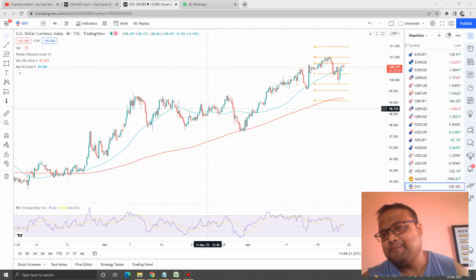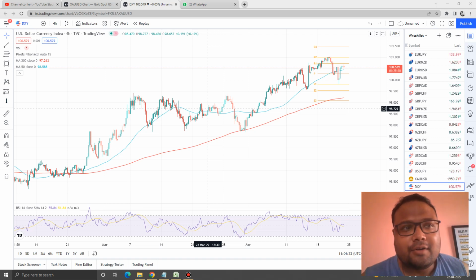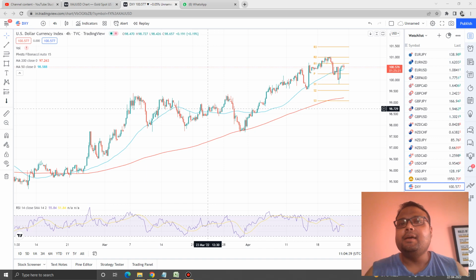So let's get started. This is the 4-hour chart of DXY. Knowing the important levels of DXY is extremely important if you trade any USD pair, not only EUR/USD, any USD pair. So let's try to understand the important levels on DXY.